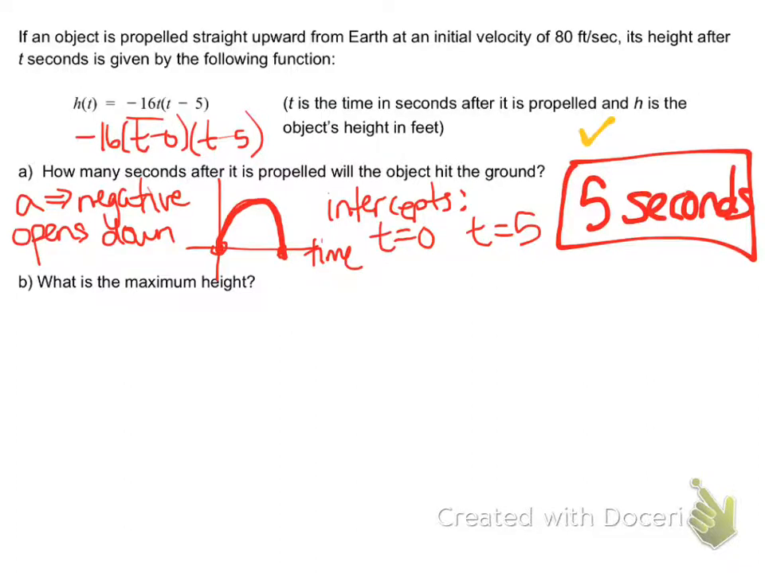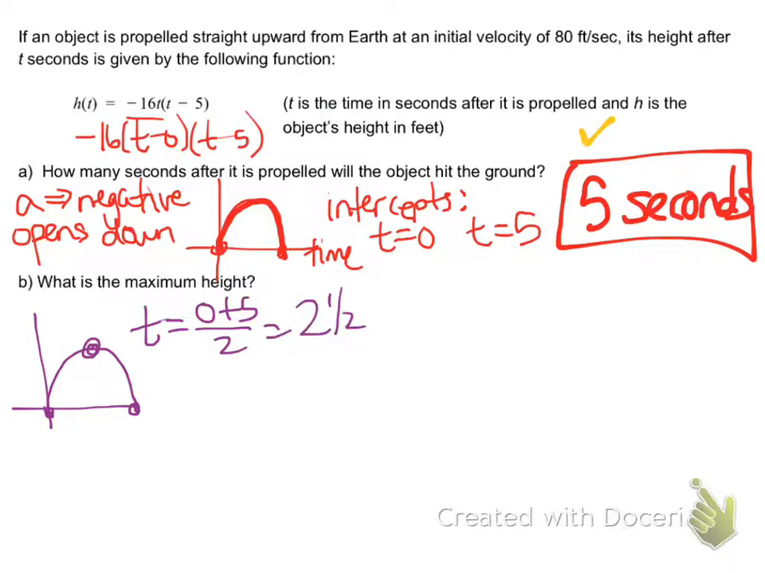So again, it's a matter of being able to interpret the equation. So what is the maximum height? Well, again, we have this same picture, and keep in mind the maximum height is going to be at the vertex. But it's the y-coordinate of the vertex. That's the h of t. That's the height. So first we have to find our time at the vertex. So 0 plus 5 divided by 2 is 2.5. And it's time in seconds, so this means 2.5 seconds.